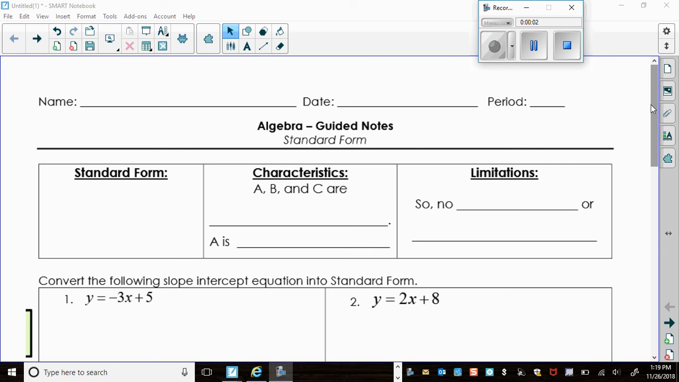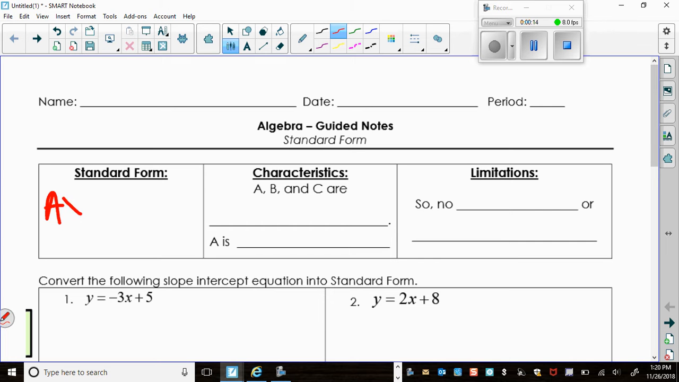Alright, so today we're going to be talking about standard form and how to convert to it, given either point-slope form or slope-intercept form. First thing I want to write down is my standard form equation. It's ax plus by equals c. This is the last form. There's three of them. The characteristics: a, b, and c are integers.